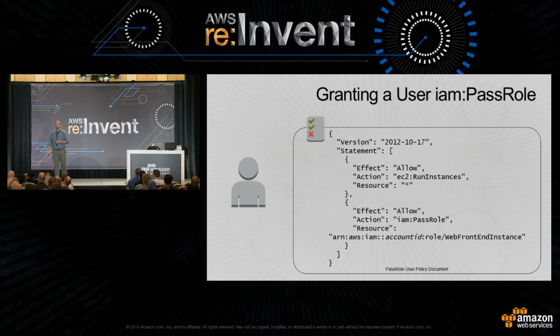Finally, because this is assigned to an EC2 instance, someone, probably in ops, needs to have the run instances permission to EC2 and the ability to pass the web front-end instance role to those instances as they start up.